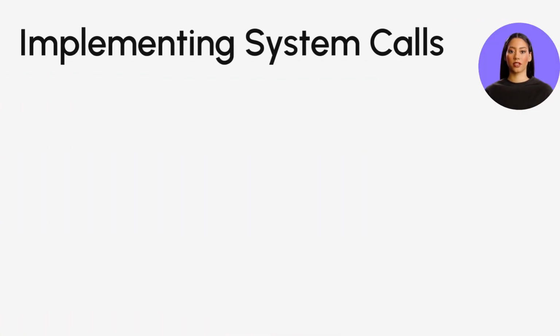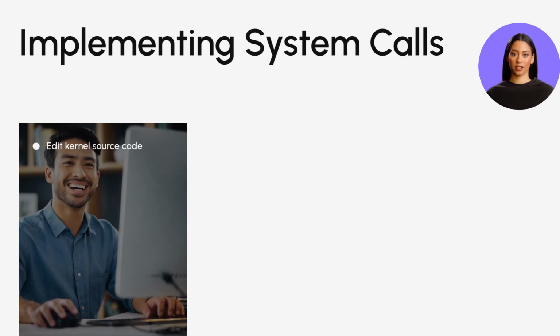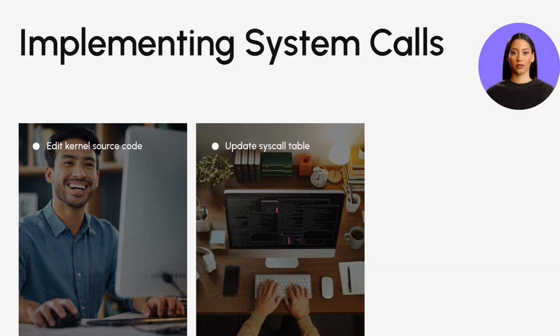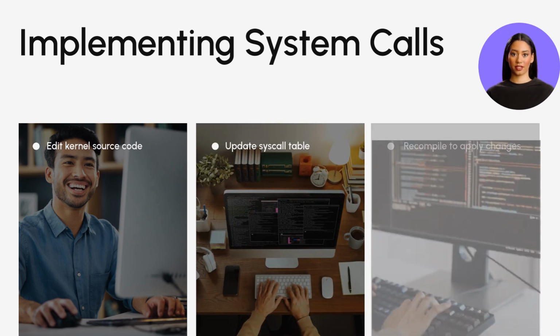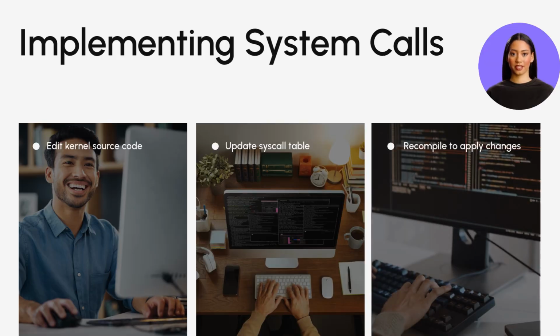Implementing a system call involves editing the kernel source. The syscall table must be updated with a unique number. A header file declaration is necessary. Recompiling the kernel applies these changes. Testing from user space verifies the system call's functionality.